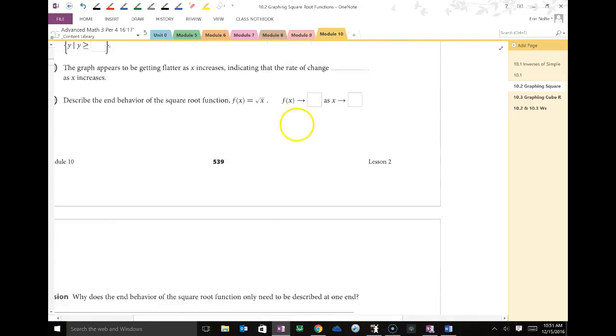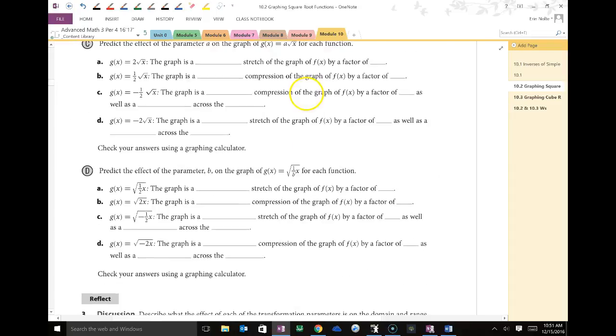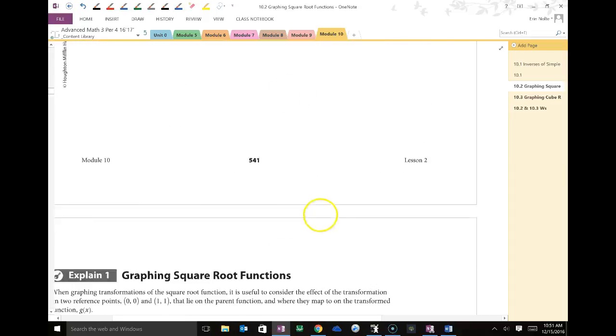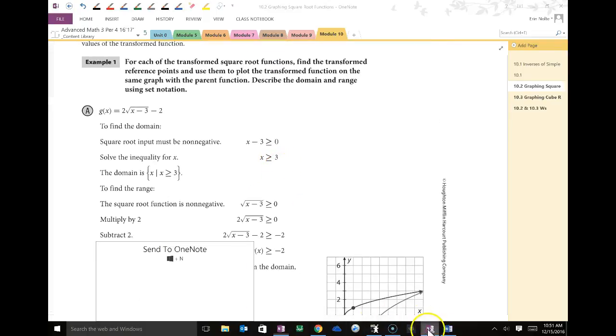We haven't even done anything yet. No, I was. The tablet was not working. Oh, technology. It was on the homework and not on the actual.